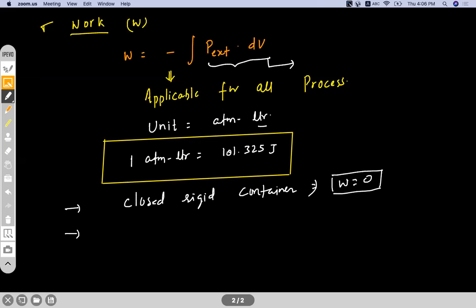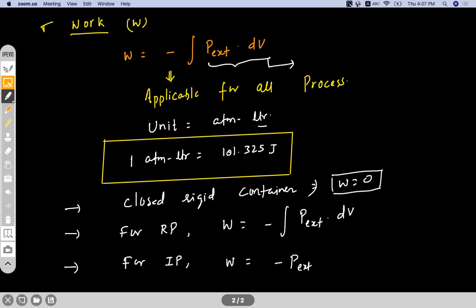If the process is reversible, for reversible process RP, work done is equal to, we know external pressure is not constant in a reversible process, so we have to keep this P external inside the integral sign. But if you have an irreversible process, IP, P external is constant and we can take this P external out of the integral sign. This is the formula we have.